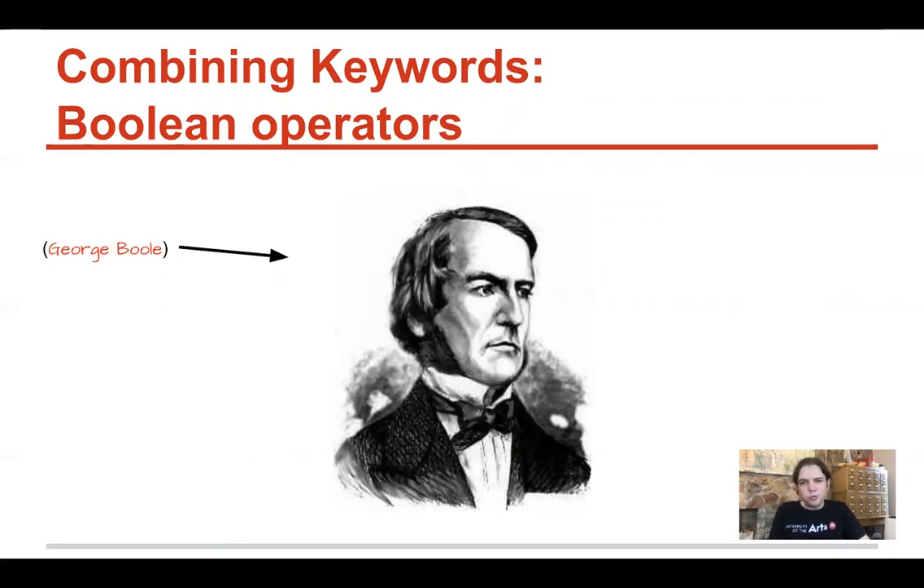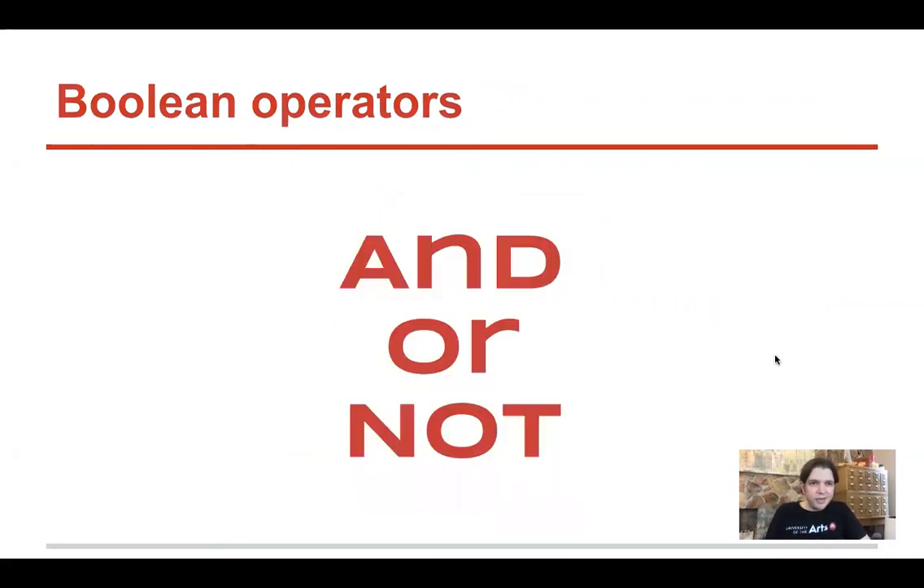Worry not, George Boole will not be on the test. The three main Boolean operators we use are three common words we all probably use every day: and, or, not. We know what these mean in general language. Let's see what they mean in the context of searching.